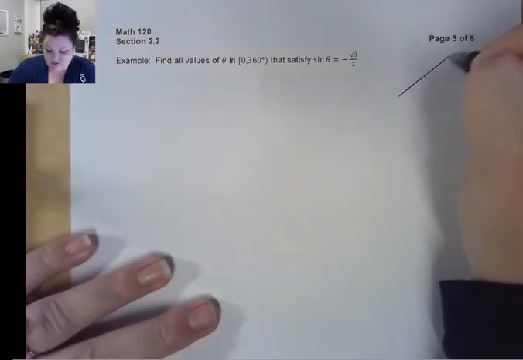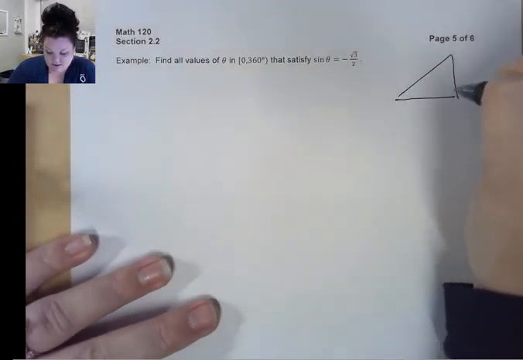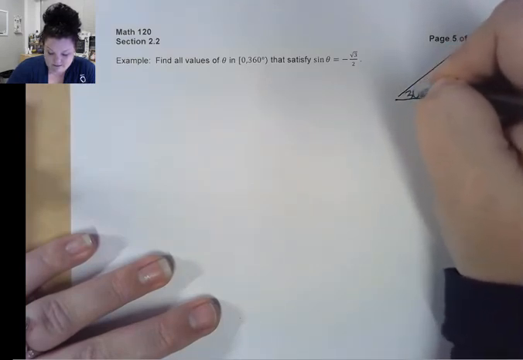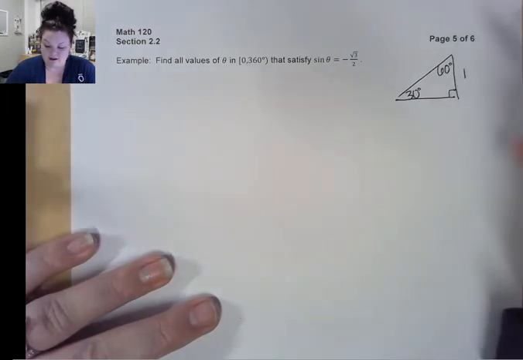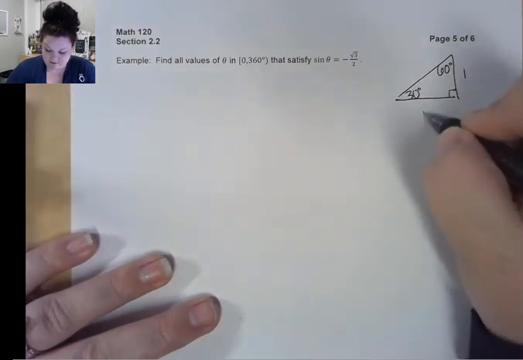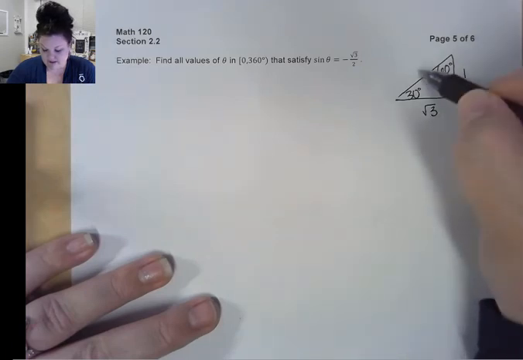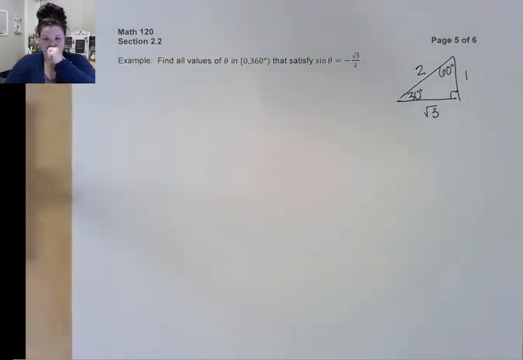So I'm going to go ahead and just draw a 30, 60, 90 triangle. Here's my 30, here's my 60. Opposite 30 is my 1 side. Opposite 60 is my square root of 3. Opposite 90 is my 2. Oh, excuse me.